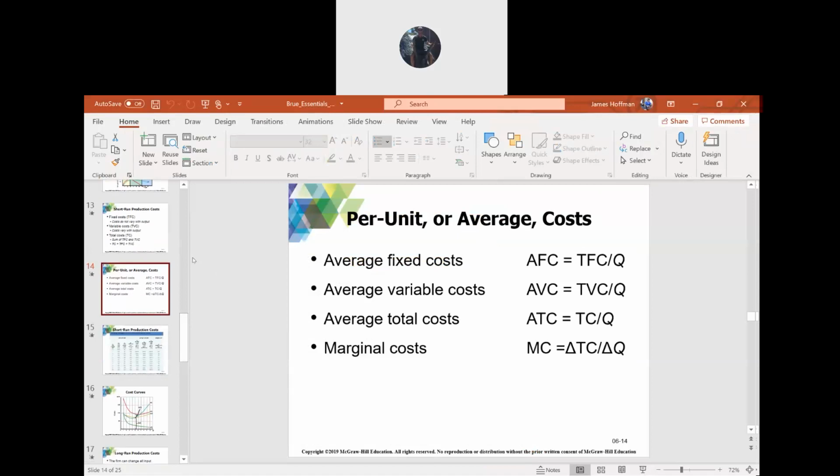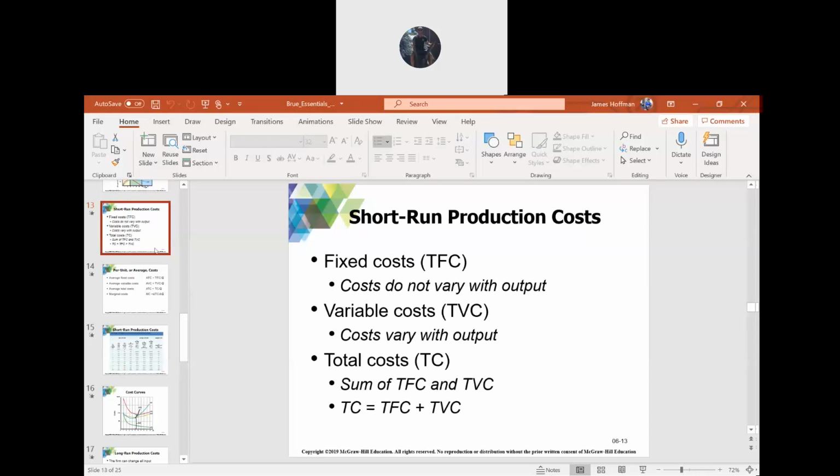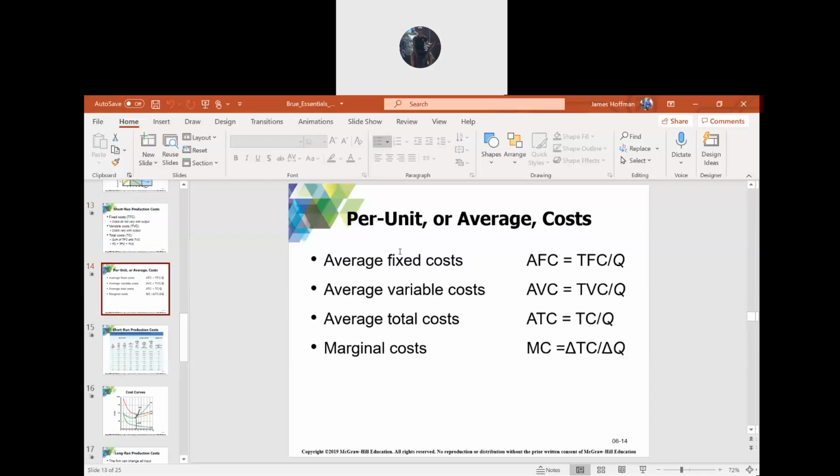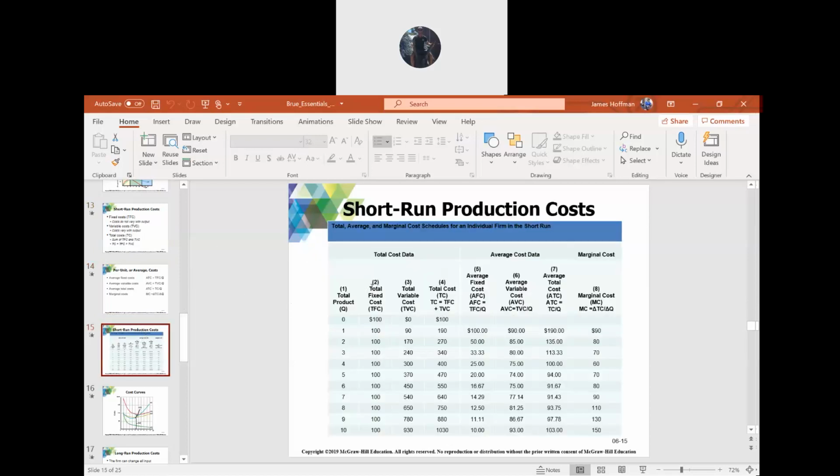Okay, so what we've done here is we've defined these terms, the short run production cost, we've defined the per unit or average cost, and then let's look at a little example, and then we're going to look at a graph of how this might show up on a graph. So we define those terms, and this is a nice example of what those might look like based on some hypothetical production cost scenario.